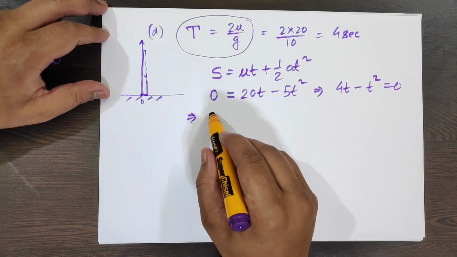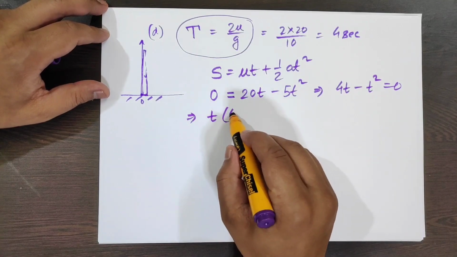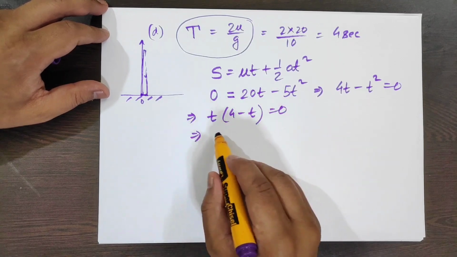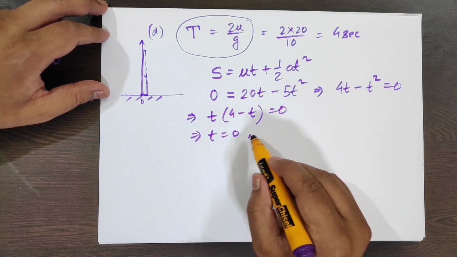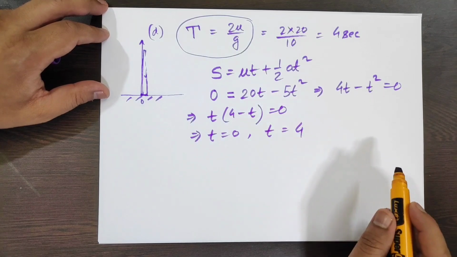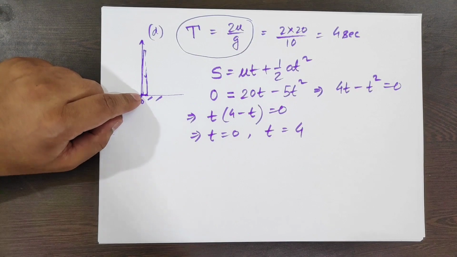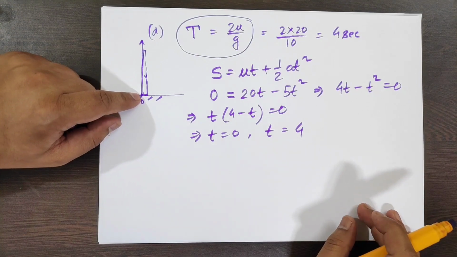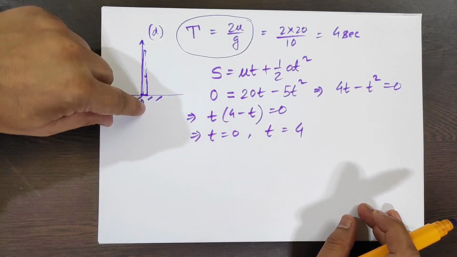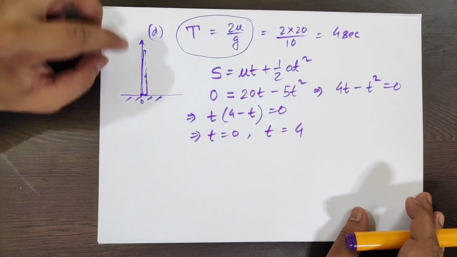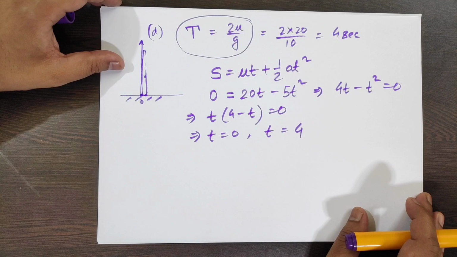That's also a quadratic equation. You have t into 4 minus t is equal to 0. So you get two solutions. One is t equal to 0, another is t equal to 4. This is obviously true. T equal to 0 means just when it is being thrown up, obviously displacement is 0, it has just started, and when it comes back to the same point, t is equal to 4. Total time taken is 4 seconds.